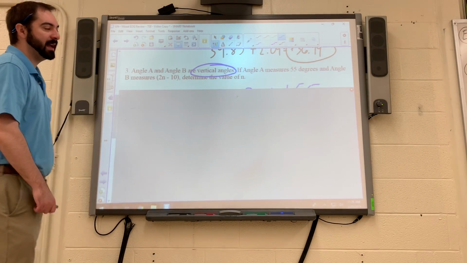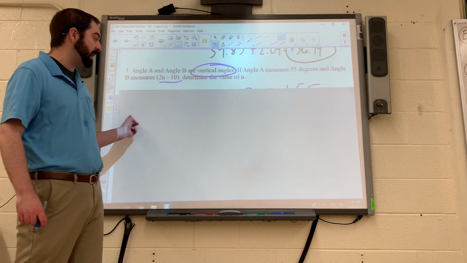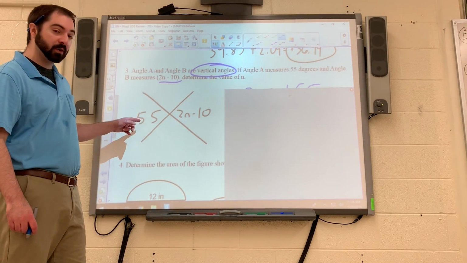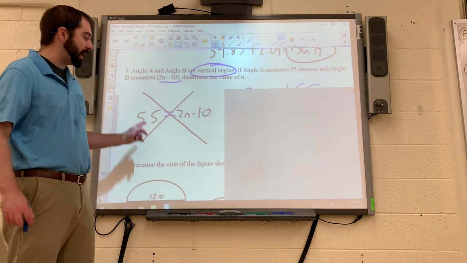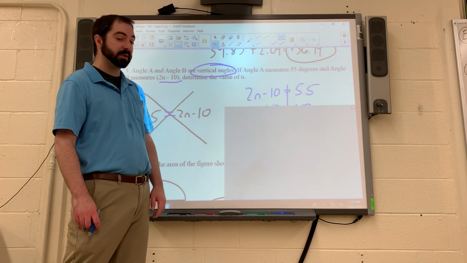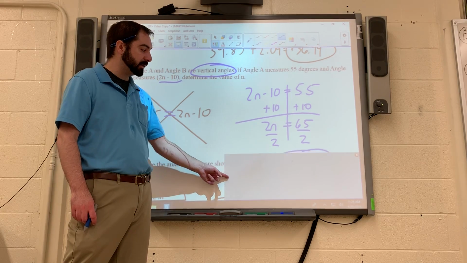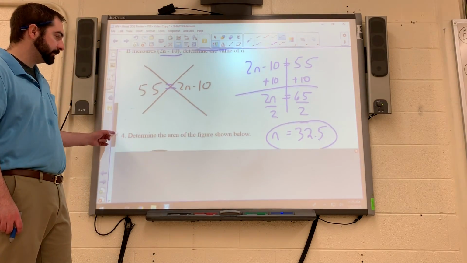Number 3, angle A and B are vertical or opposite angles. We have angle A is 55 degrees, angle B is 2n minus 10, determine the value of n. First thing I did was draw out 2 opposite angles or 2 vertical angles. 55 is the same as 2n minus 10. Opposites are congruent, they are the same. So we were just trying to solve a 2-step equation, adding 10 to both sides. 55 plus 10 is 65. Divide that by 2 and you should get 32.5.